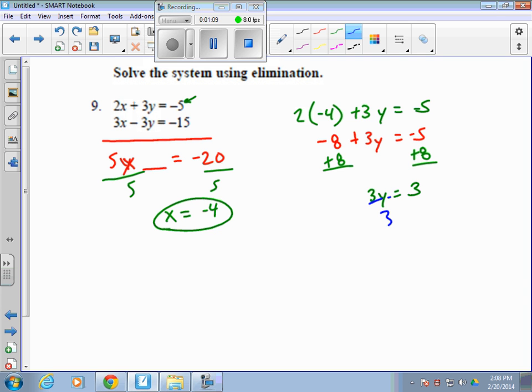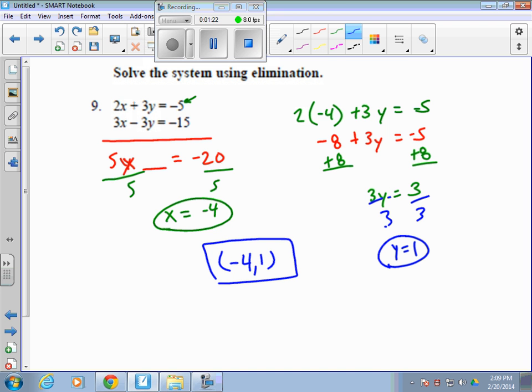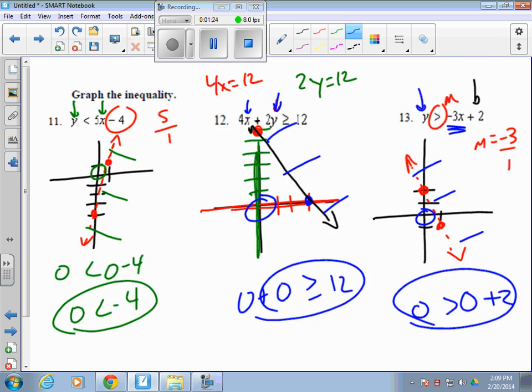Dividing by 3, y equals 1. That looks a little better than what we had gotten the last time. So x comma y, negative 4 comma 1 is the solution to number 9. So I have to jump back to 15 where we stopped.